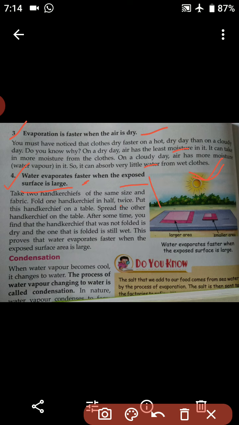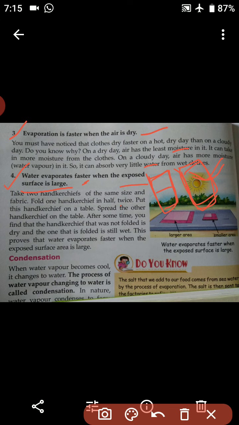So you have to take 2 handkerchiefs like this, and one you have to fold and the other you keep as it is. Put these handkerchiefs on the table. After some time, you find that the handkerchief that was not folded is dry and the one that is folded is still wet.